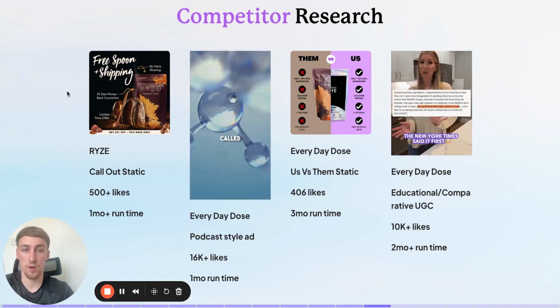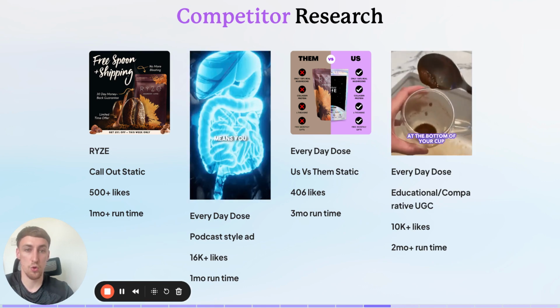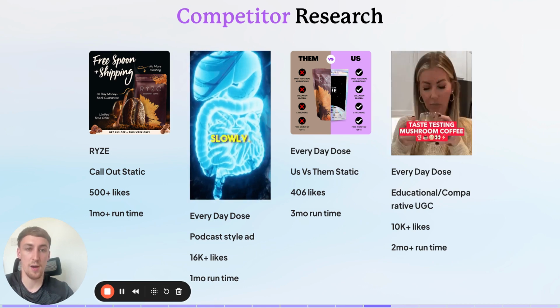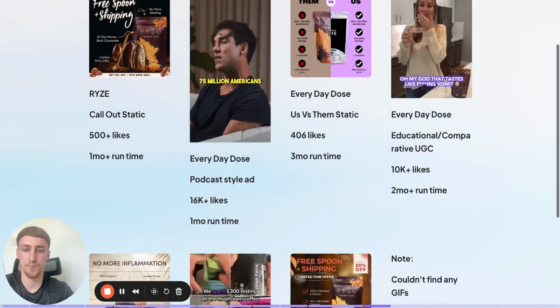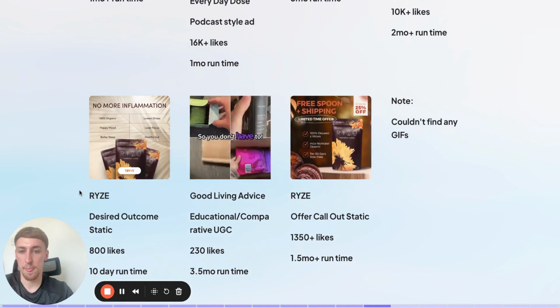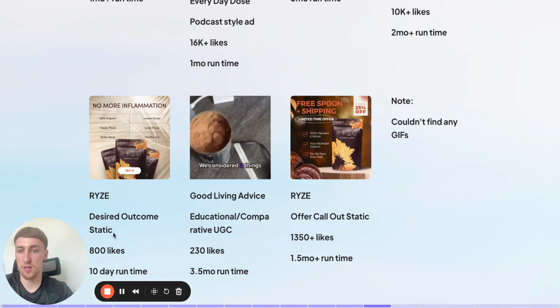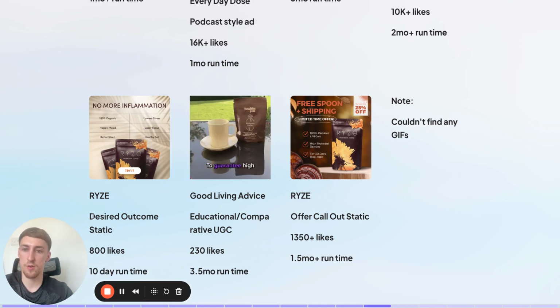So these ads right here have absolutely smashed it for the competitors. So it's good to bear this in mind going forward in how you can use this with your ads as well. We've got a few more here. So we've got some from Rise, and we've got some from Good Living. So this static from Rise, a desired outcome static, 800 likes. It only ran for 10 days, so it can't have been too effective.